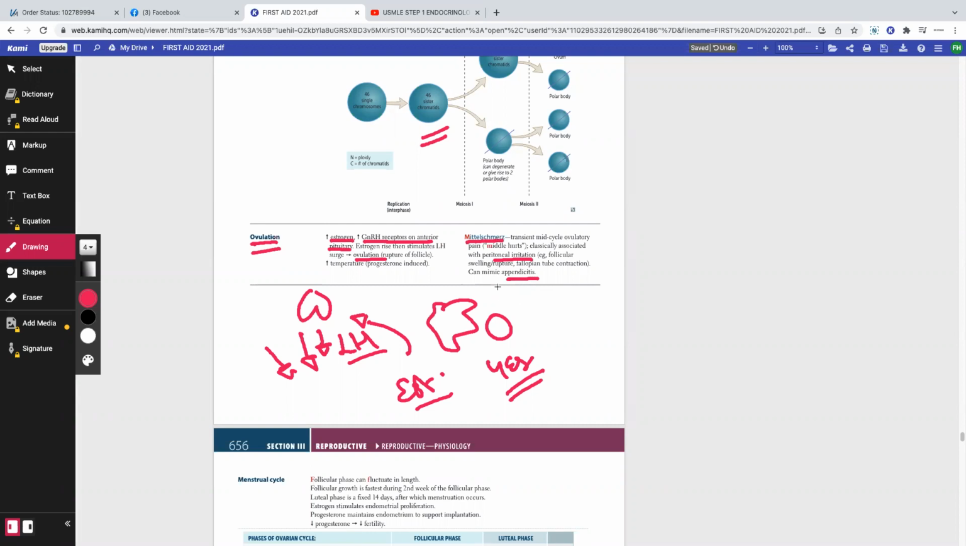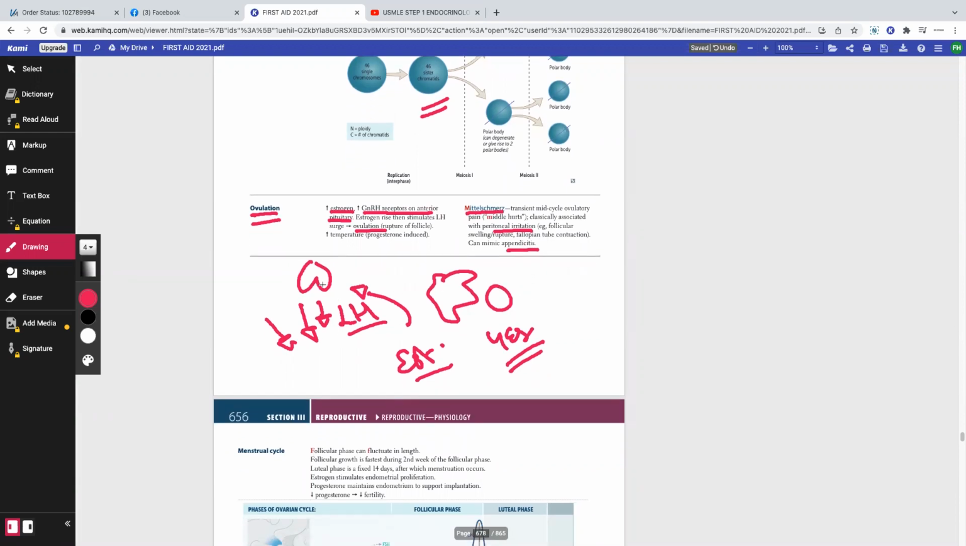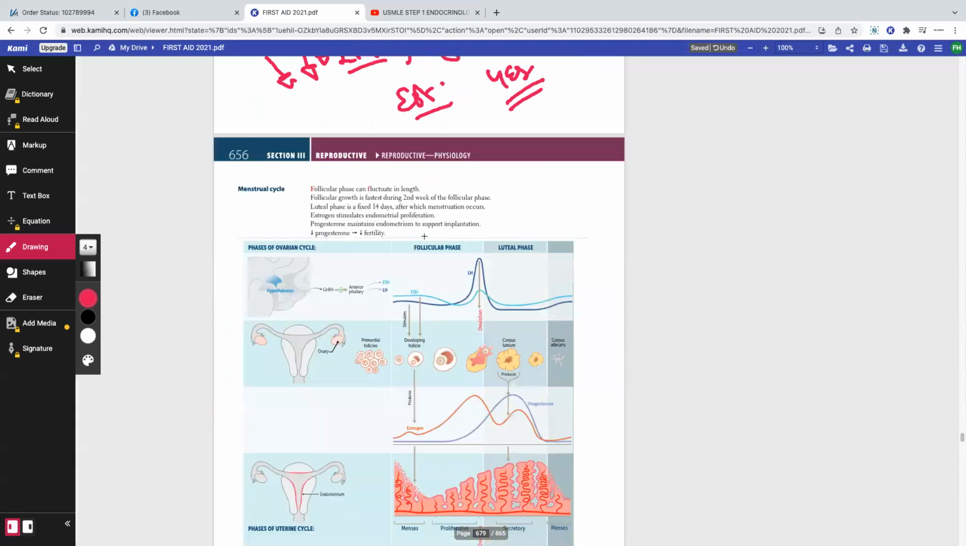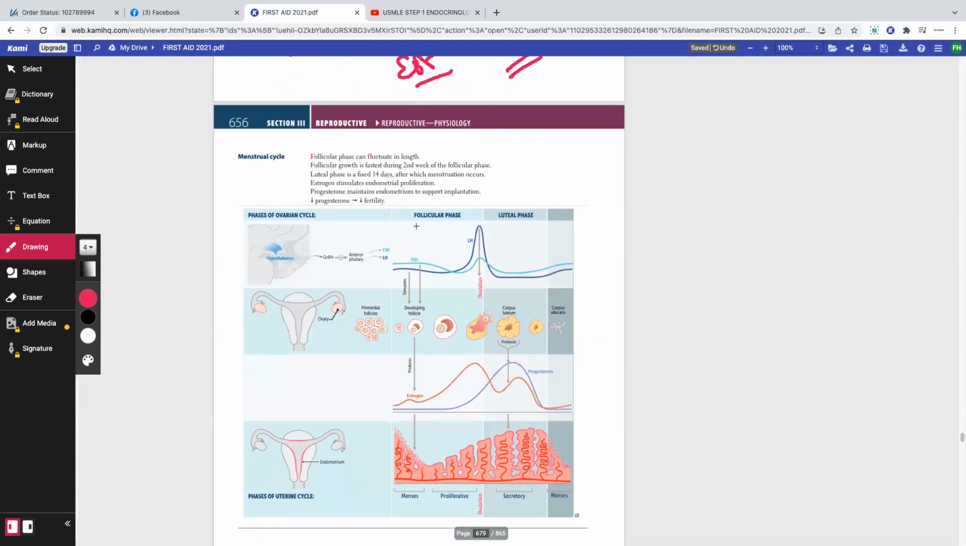Okay. Next one is increase of temperature. Increase of temperature is usually due to progesterone. Okay. Next one, let's talk about the menstrual cycle very quickly.